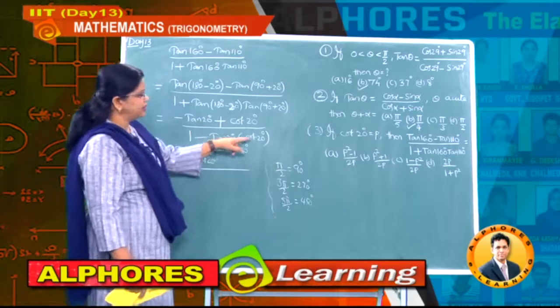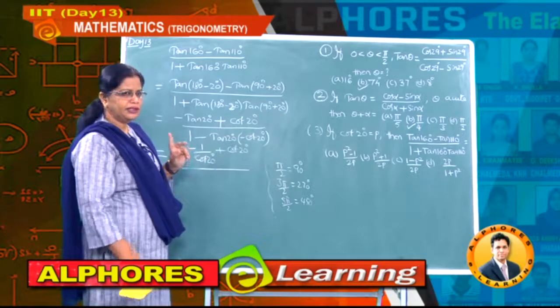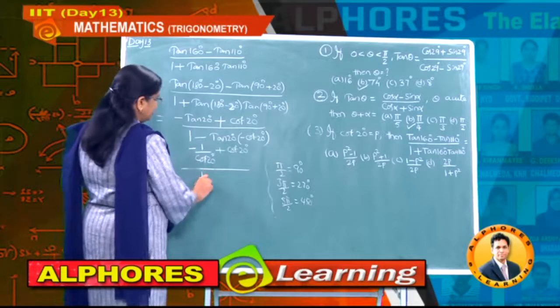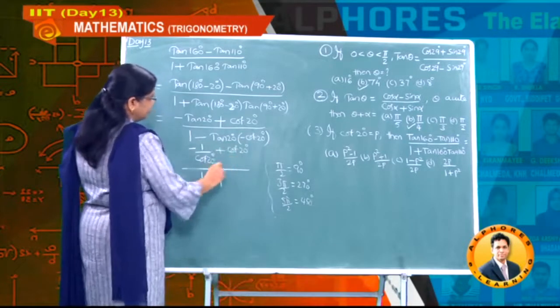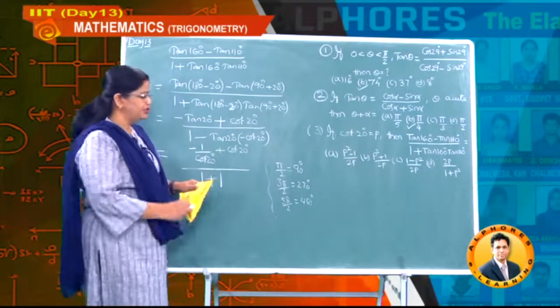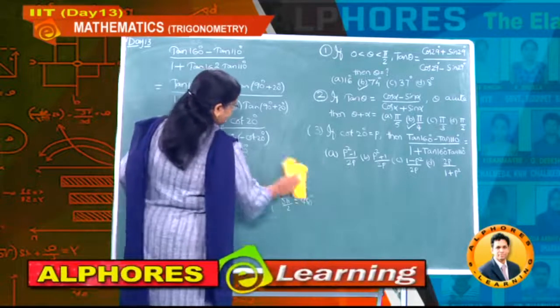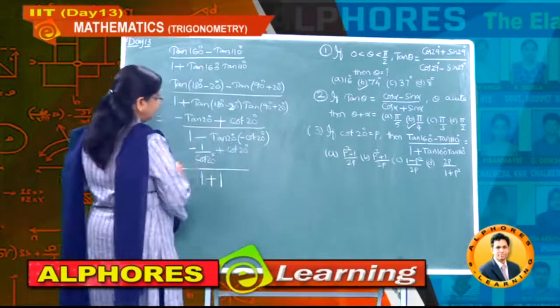Understand? So what is tan theta into cot theta? It is 1. So how much do you get here? 1 plus this is 1, so you get 2 in the denominator. Now let us substitute the value.